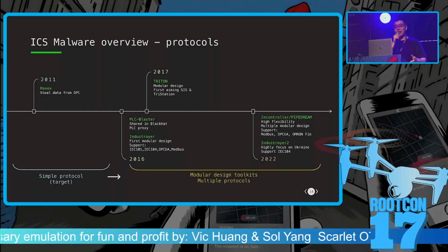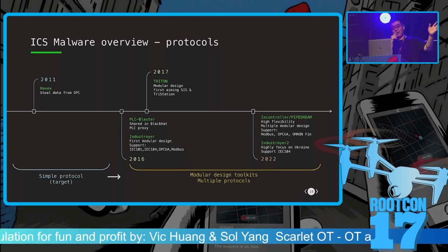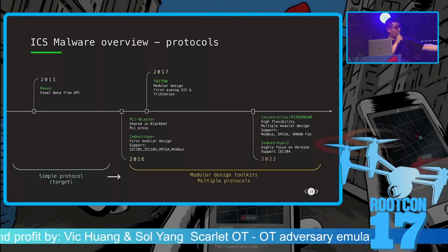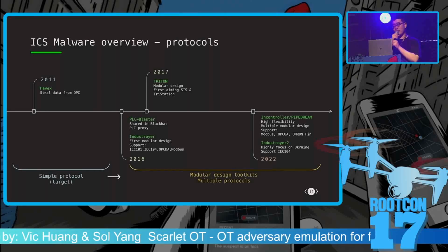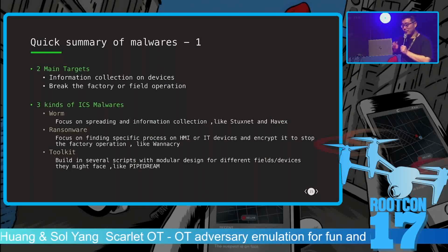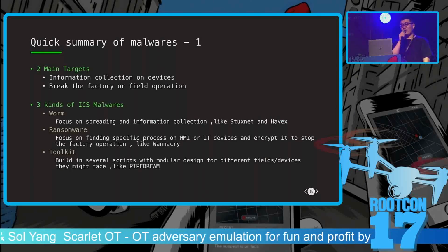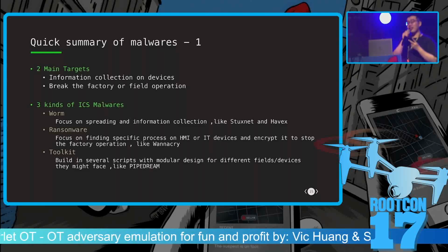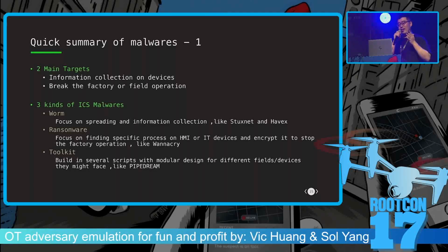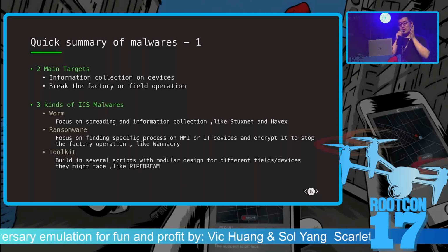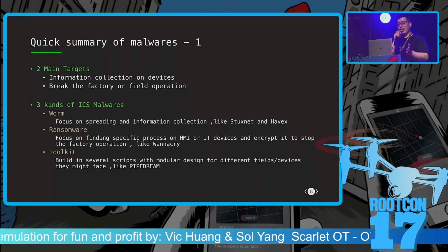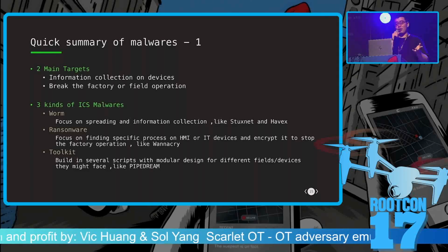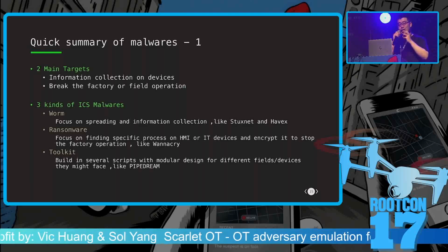So the trend of ICS malware development on the protocols is from single protocols to modular design and multiple protocols. And we have a quick summary for those malwares. They have 2 main targets: they may want to do some information collection, and they also try to break the factory or field operation.